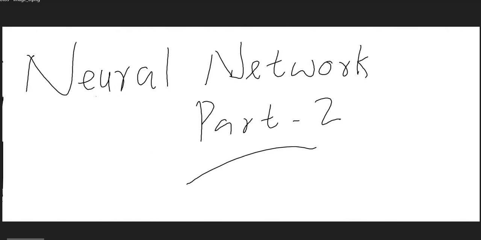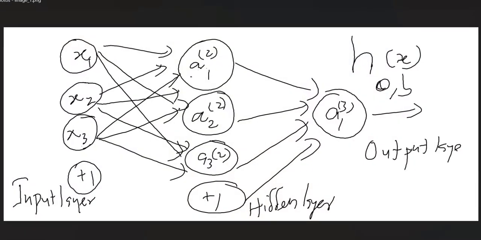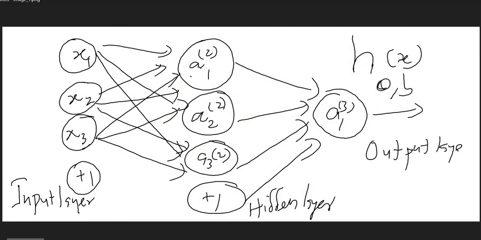To understand this neural network and its mathematical model, we are going to consider a simple neural network model. It's the simplest one we are going to consider. This model has 4 input nodes. This is the model we are going to use here. It has 4 input nodes, x1, x2, x3, and 1 bias. Plus 1 represents the bias.